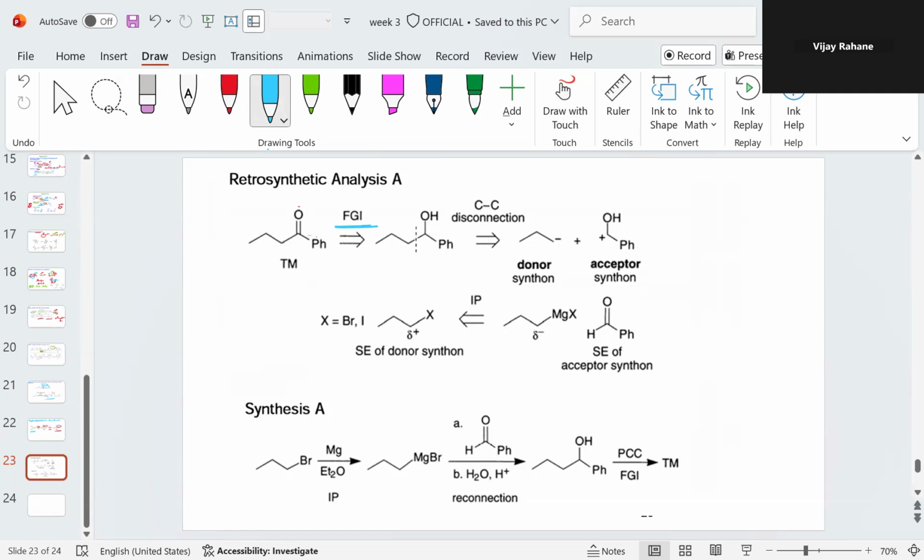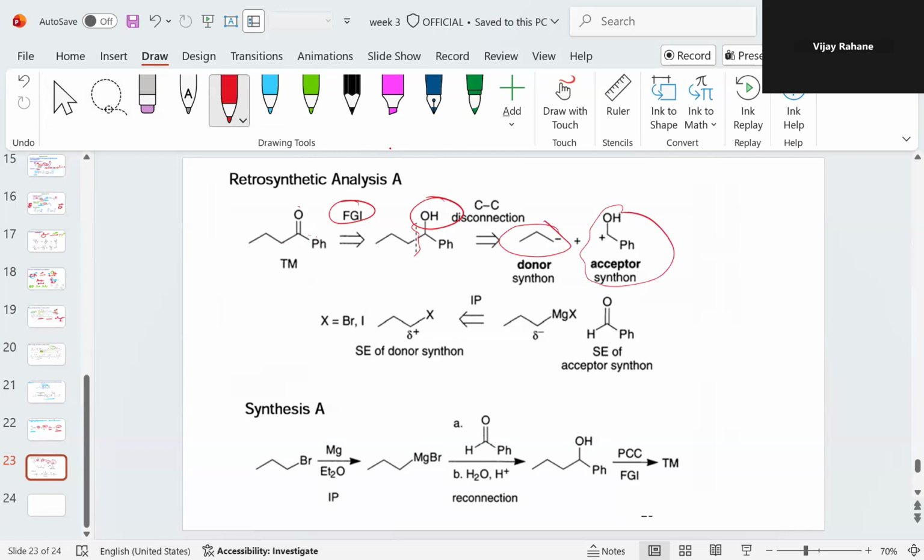Upon functional group inversion, this carbonyl can be an alcohol. So this is basically functional group inversion. This can be achieved from the hydroxy group or the alcohol group, right? Then the next step is the disconnection, a carbon-carbon disconnection. This can be disconnected from this position, and we get these two types of synthon. This is the donor synthon, which has the negative part, and this is the acceptor synthon, right?